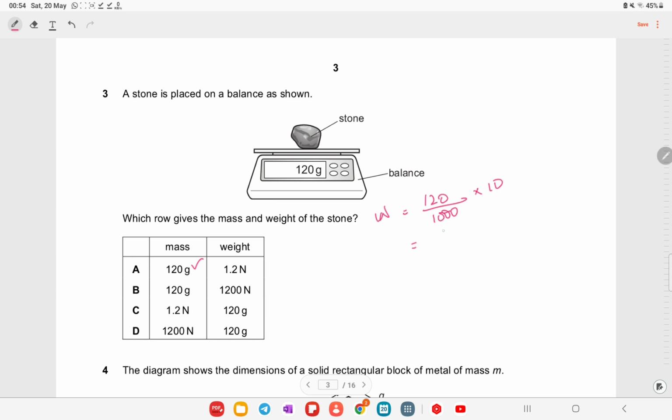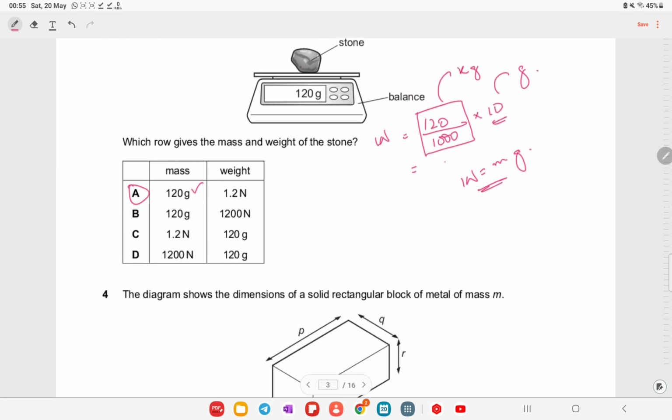And then it's Newton, so you have to convert. This is the conversion for kg, kilograms. 120 gram is going to be divided by 1000 to convert it into kg, then you have to multiply by 10. This is the value of g, because we know that W is equal to mg, so it's going to be 1.2. So option A will be your right answer.